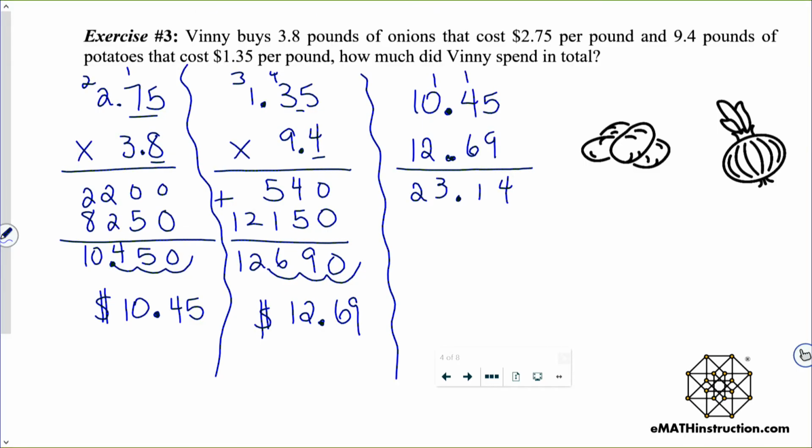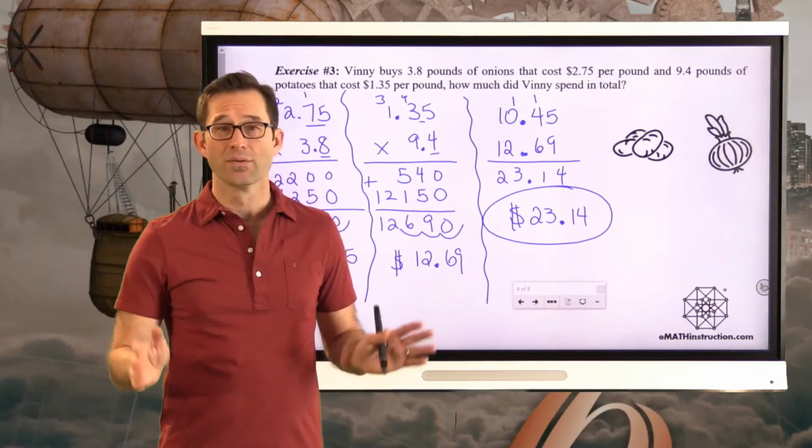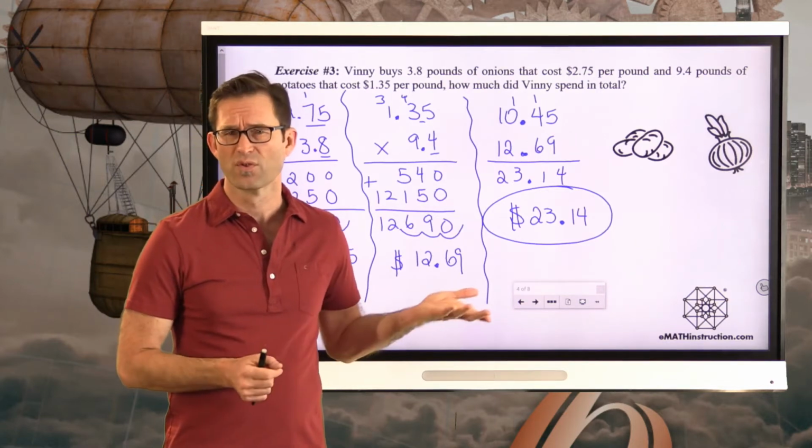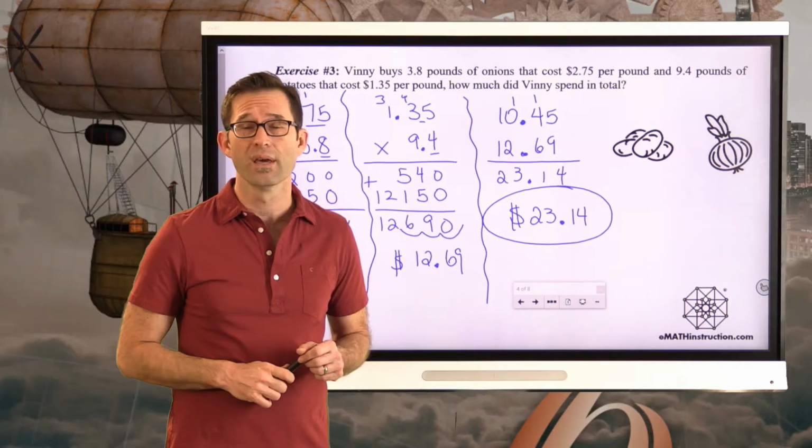And it looks like $23.14. Let me just make sure, looks good. Vinny is going to have a lot of potatoes and onions. I don't know what Vinny's going to do with them, but he's got a lot, because for $23.14, you can buy a lot of potatoes and onions.